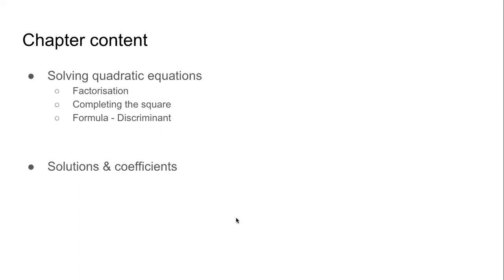This is what the chapter contains. This chapter mainly contains two things. First main area of content is solving quadratic equations, different methods of solving quadratic equations. So when we say different methods in this chapter, three specific methods are given. One is called factorization method. Second one is called completing the square method. And the third one is called formula method or the discriminant method.